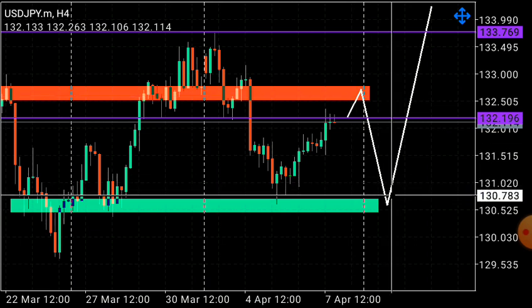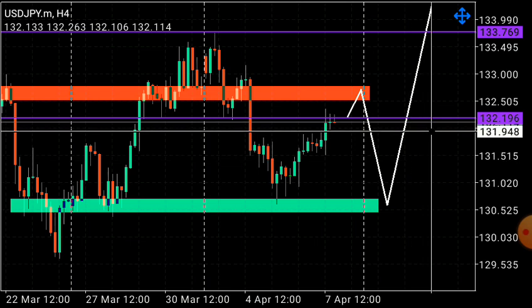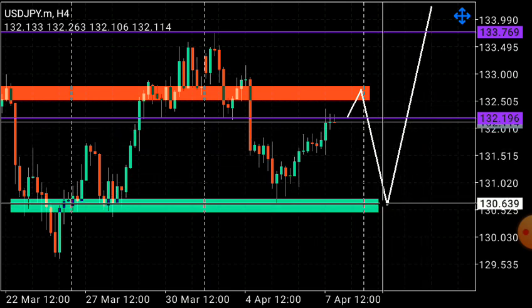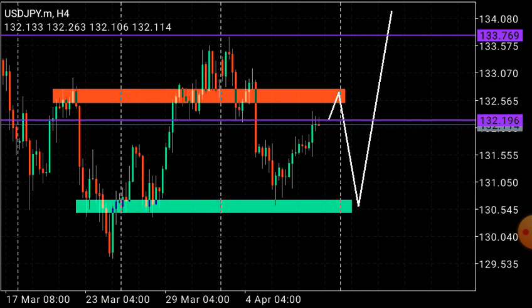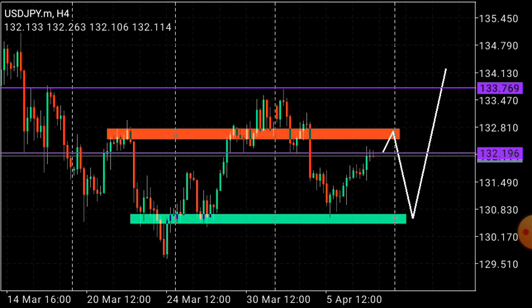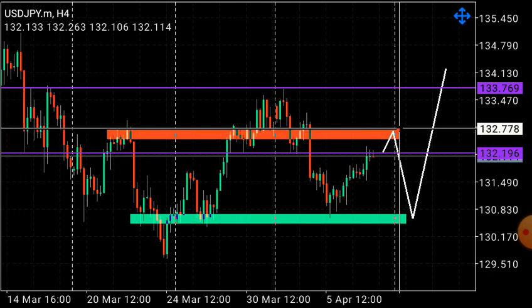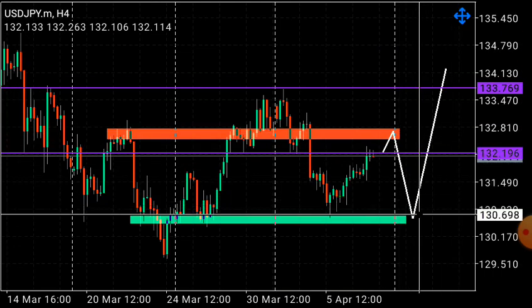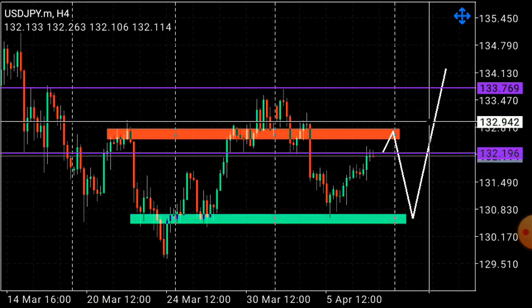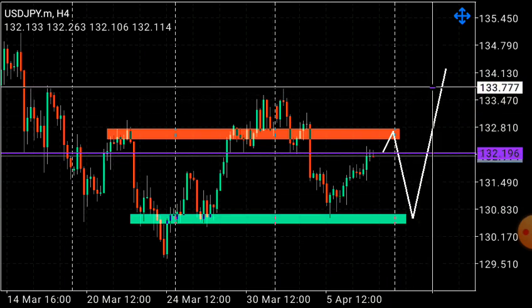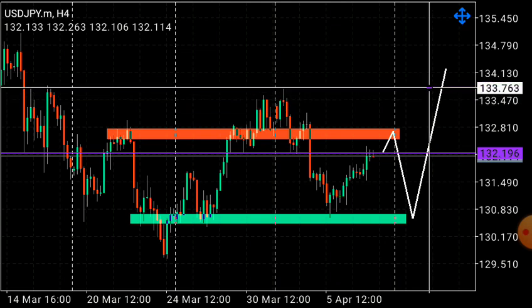From here we drop like a rock. From here we're looking to buy. Possibly this would be on Wednesday. We have CPI news. So this is what I'm anticipating on the USDJPY for this coming week. A drop to the downside. From here we take long buys, and then we could target the first target at 133.777. If we break from here, then we could go very far.